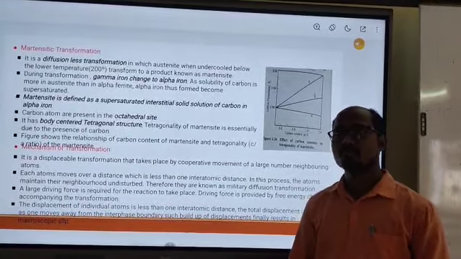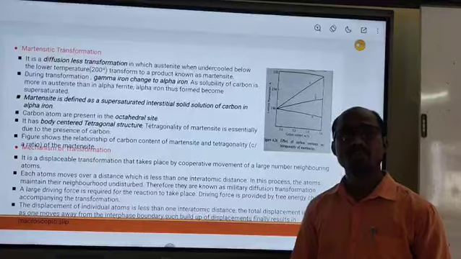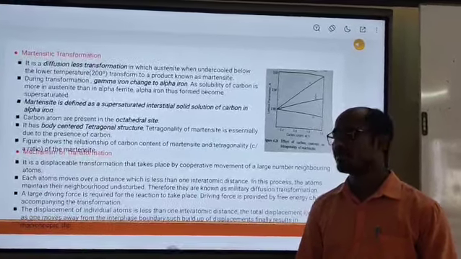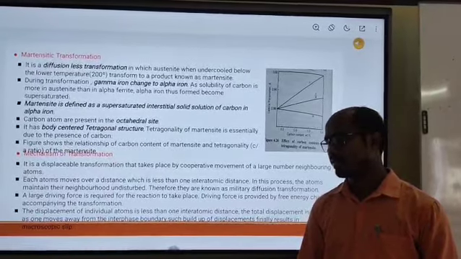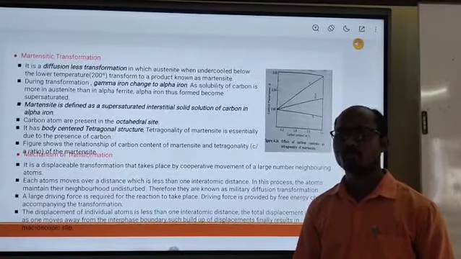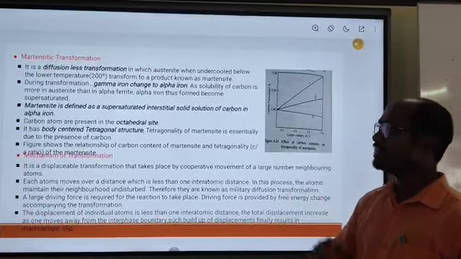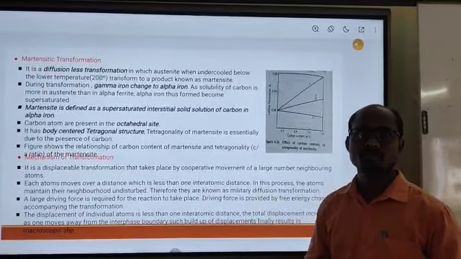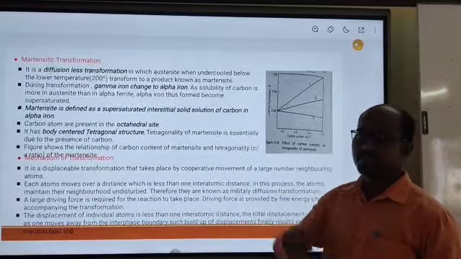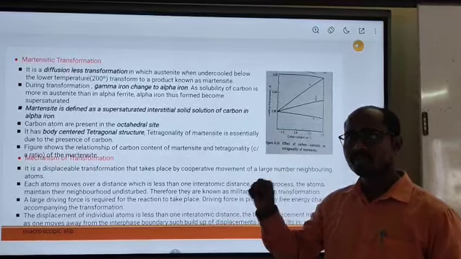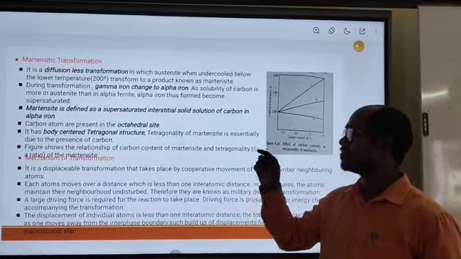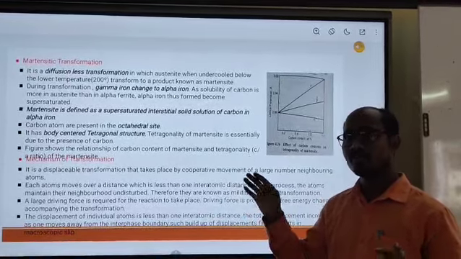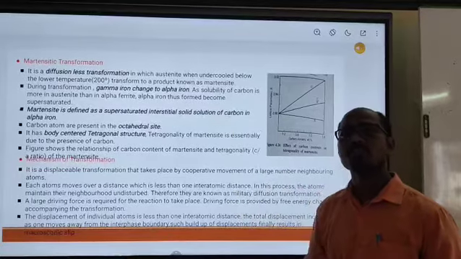If you have read the iron carbon diagram, there are lots of phases in it, like alpha ferrite, austenite, ledeburite, and pearlite, etc. In the iron carbon equilibrium phase diagram, Martensite was not included. Martensite is a non-equilibrium phase. Austenite, pearlite, ledeburite, all these are equilibrium phases, but Martensite is not an equilibrium phase.